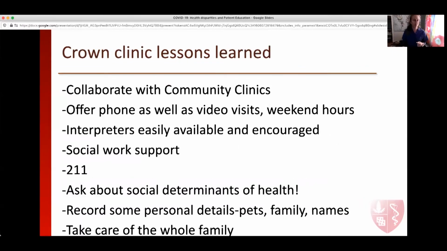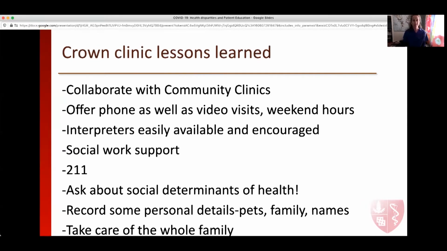So I'm going to talk a little bit about what I've learned and what we've learned. Stanford Crown Clinic, we call it the Crown Clinic. It's where we take care of our patients who've tested positive for COVID-19. Most of them do not get hospitalized. We take care of everyone as an outpatient, try to support them and keep them out of the hospital. We've taken care of over 700 patients at this point.